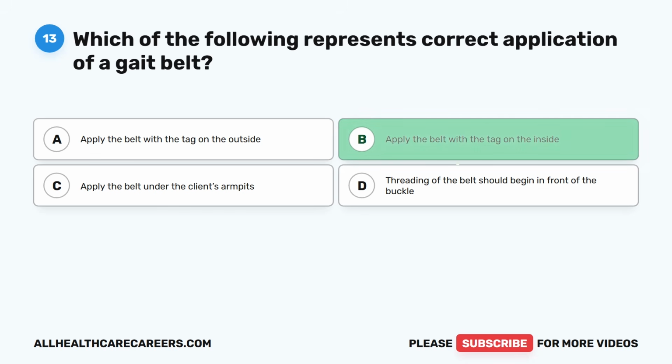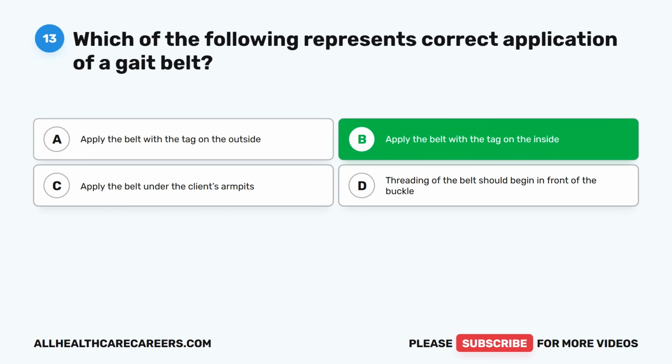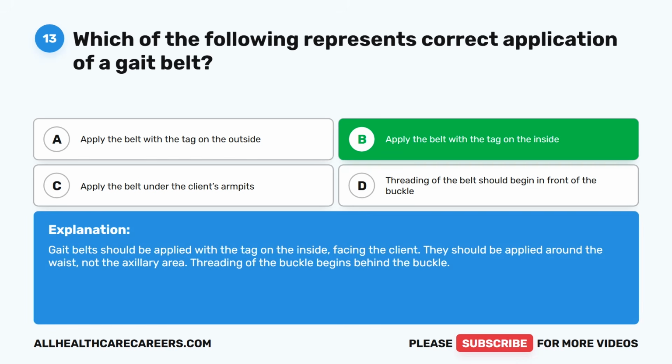The correct answer is B. Apply the belt with the tag on the inside. Gait belts should be applied with the tag on the inside, facing the client. They should be applied around the waist, not the axillary area. Threading of the belt begins behind the buckle.